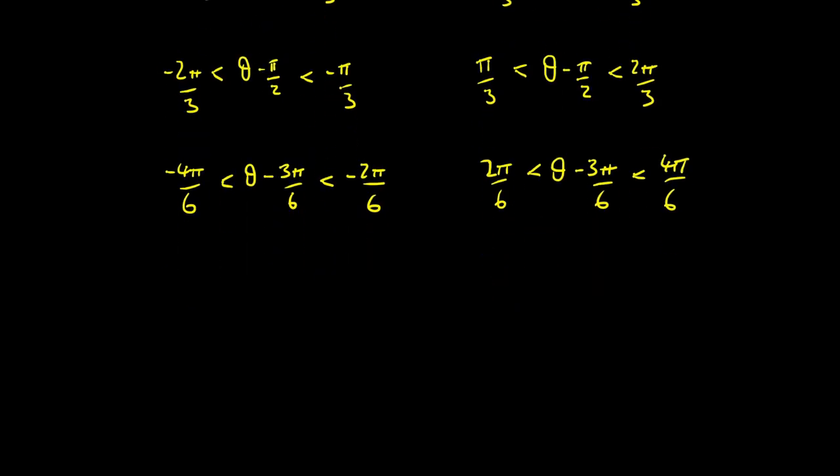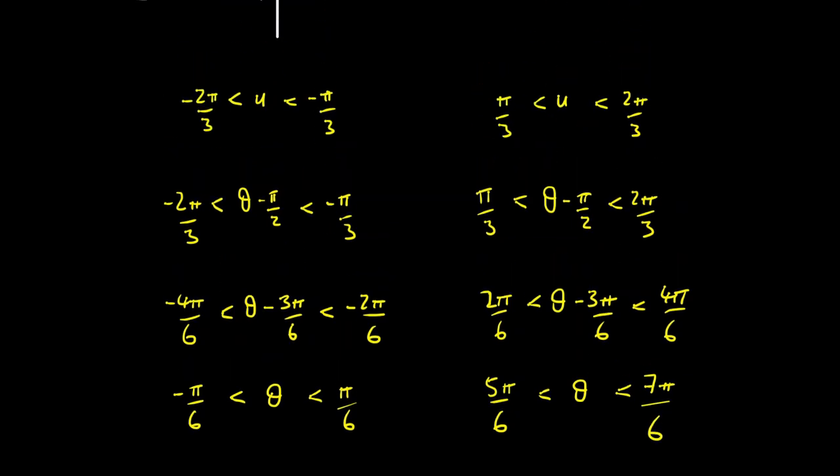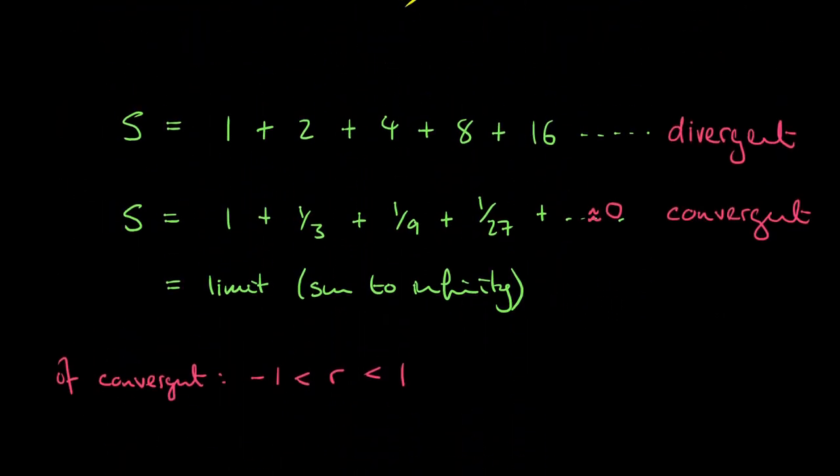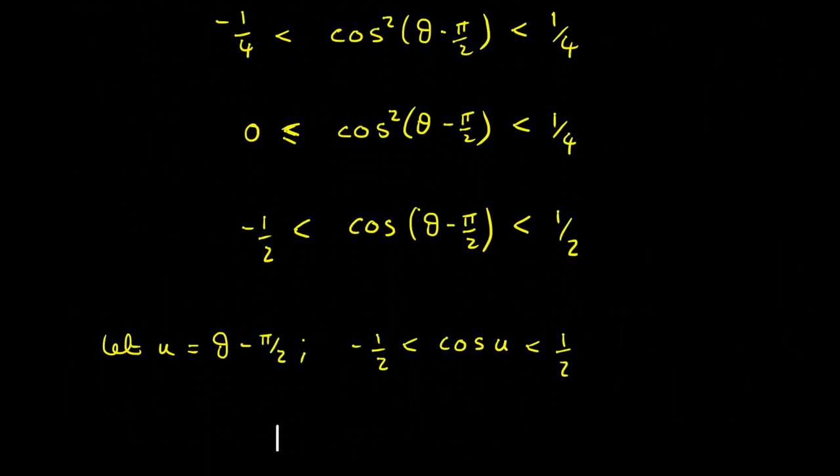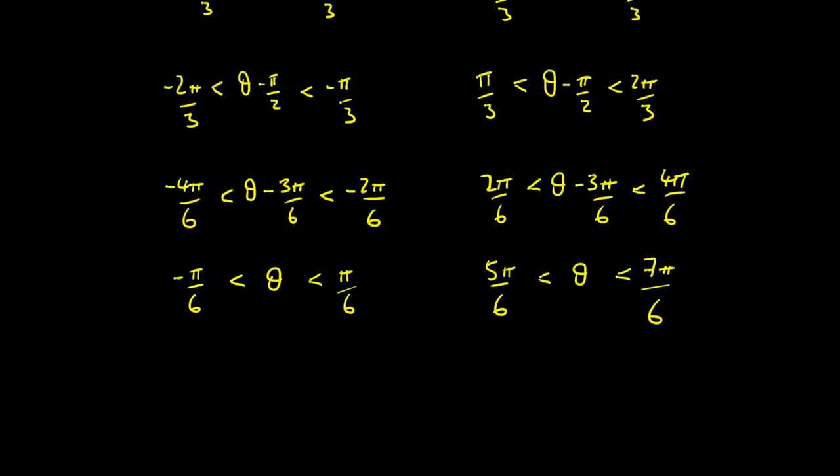And so then what I've got to do is add 3 pi by 6 to the whole inequality. So if I do that over here, I'm going to get negative pi by 6 less than theta less than pi by 6. And if I do the same thing on this side, I'm going to get 5 pi by 6 less than theta less than 7 pi by 6. And I just want to check that those are within the range of values that we're asked for. So we're asked between negative pi by 6 and 7 pi by 6. Yeah, so that should fit.